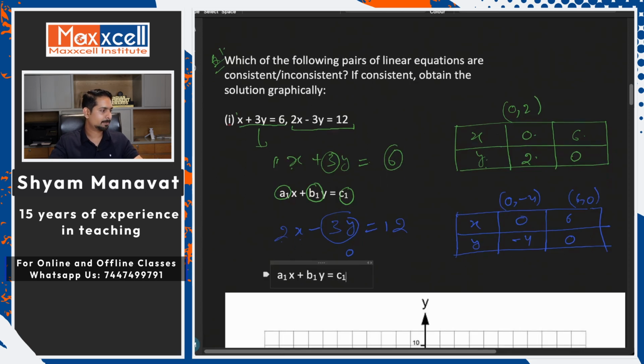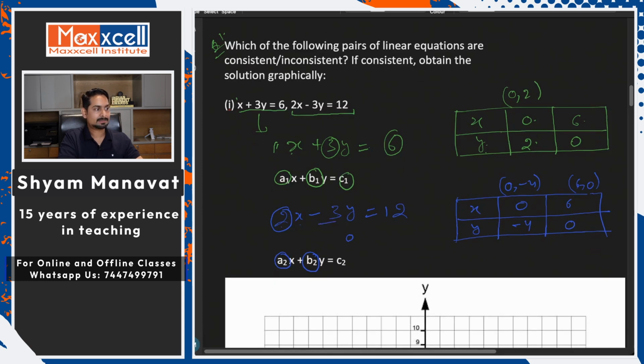Similarly, if you compare the second line like A2x plus B2y equal to C2, just for comparison, you can see A2 is 2, the coefficient of x. What is the coefficient of y? 3 or minus 3? Take it with sign, minus 3. So B2 is minus 3 and the constant term is 12.